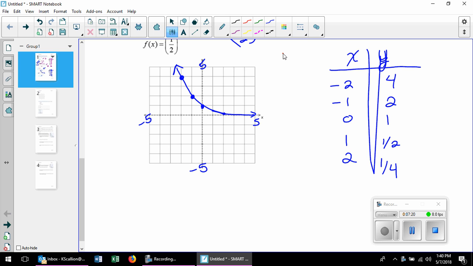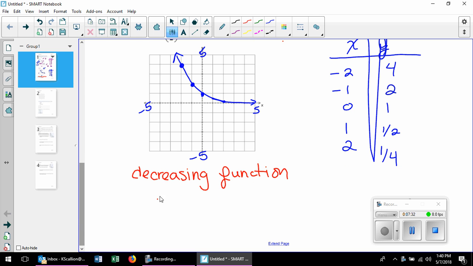And we would call this a decreasing function. A decreasing function because as x increases, so as x is increasing here, what's happening to the y's? They're decreasing. So our y's are decreasing. So we call that a decreasing function. Easy peasy, right? Awesome.